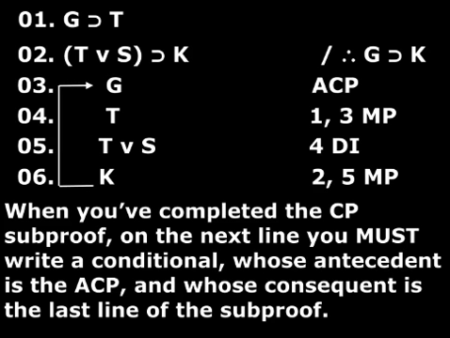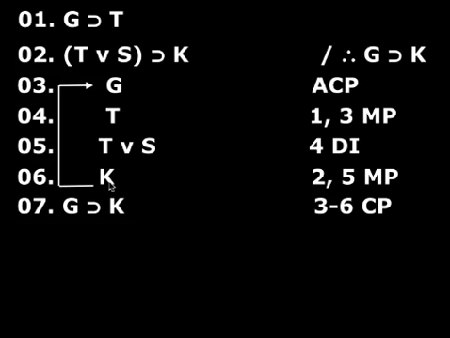On the next line, this is all you can do. You must write a conditional whose antecedent is the ACP and whose consequent is the last line of the subproof. Well, that's exactly what I wanted, right? I wanted a conditional whose antecedent was this and whose consequent is that. That's why I did the proof this way. That's why I assumed this and ended there. Okay, so in the next line, that's all I can write. And in fact, now I'm done because this is just the conclusion of the proof.